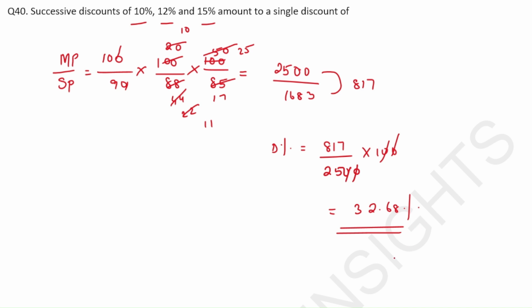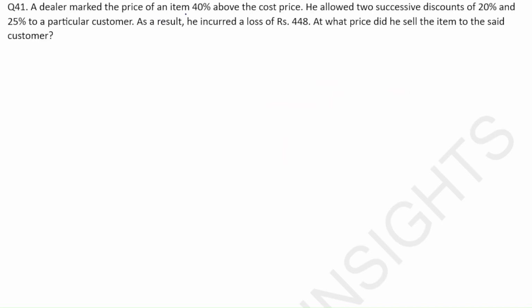So let's go to the next question. Dealer marked the price of an item 40% above the cost price. He allowed two successive discounts of 20% and 25% to a particular customer. As a result, he incurred a loss of rupees 448. What price did he sell to the said customer?